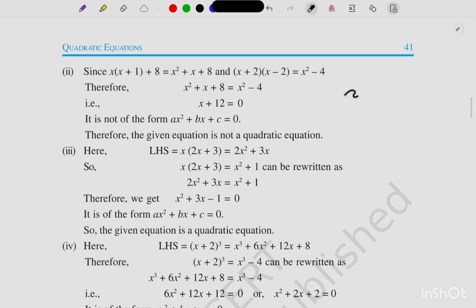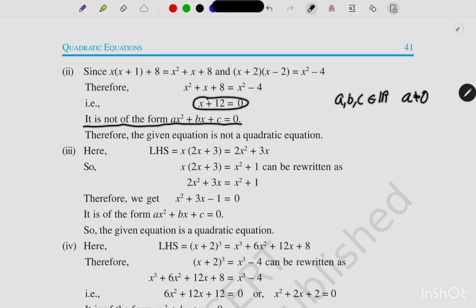Now why did I say that you need to add a, b, c are real numbers and a is not equal to 0? That's because, check this, it is not in the form of ax square plus bx plus c. This is a factual error, because this is actually in the form of ax square plus bx plus c, but just that a is equal to 0, and that's not allowed.